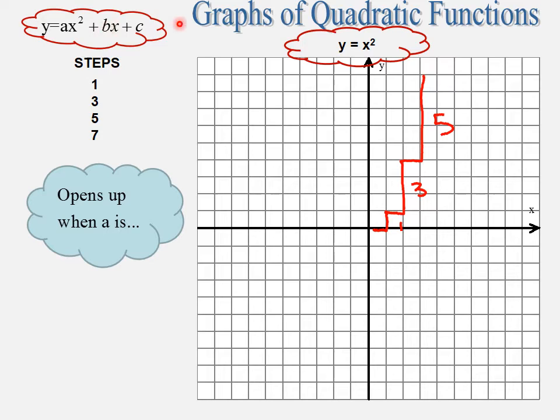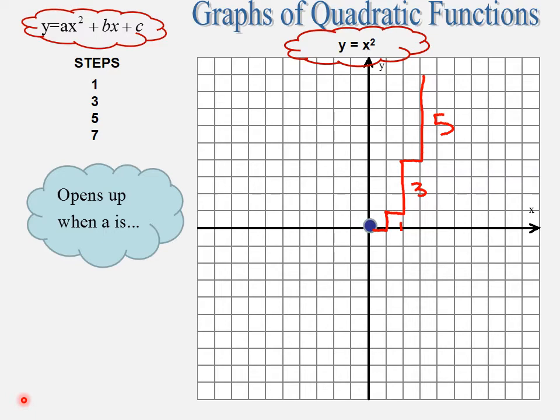So let's continue to use our neat little shortcut for drawing graphs of quadratic functions. Let's remind ourselves about our original parabola, which is y equals x squared, and recall that these were the steps that we used as our shortcut, our 1, 3, 5, 7. So let's just get that on there. Notice I've drawn the steps there to show you.